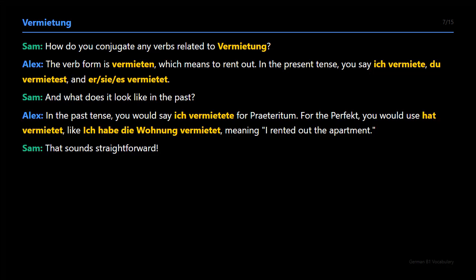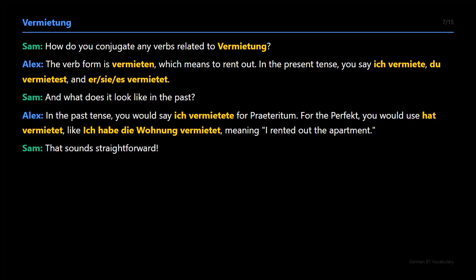And what does it look like in the past? In the past tense, you would say, Ich vermietete, for Praeteritum. For the perfect, you would use, hat vermietet, like, Ich habe die Wohnung vermietet, meaning I rented out the apartment.